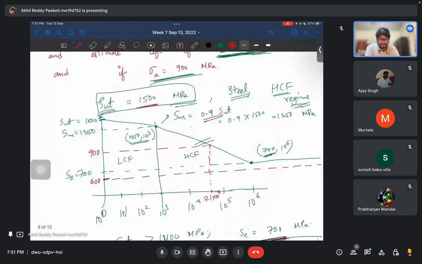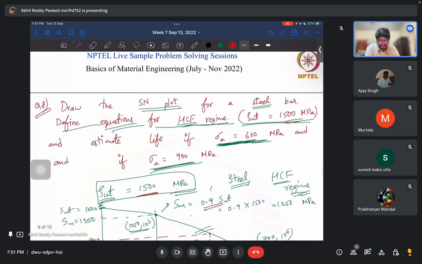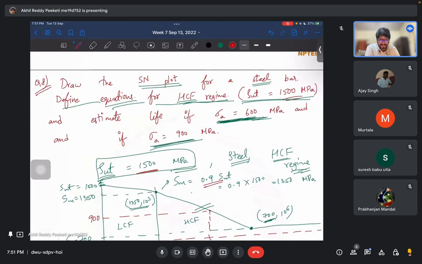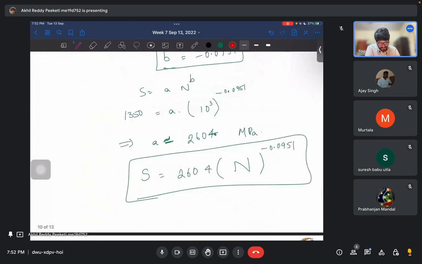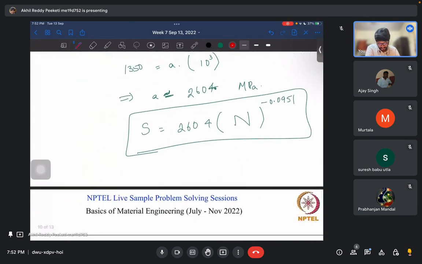So if you follow the lecture, he would have talked about one researcher who had spent 20 years determining this kind of graphs for different types of steel. Because of all their work, now if you just know the ultimate tensile strength and the material, we can easily estimate the factor of safety in life or estimate the number of cycles it can withstand. Okay. So now let's move on to the next question.